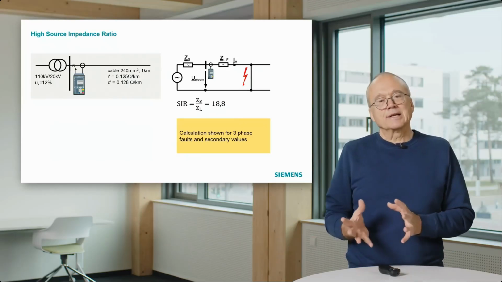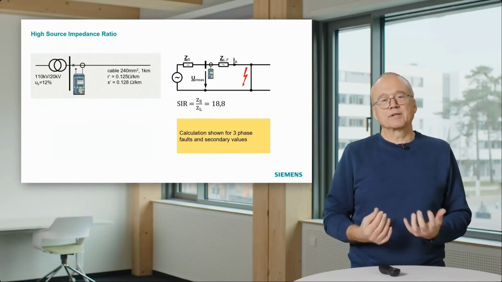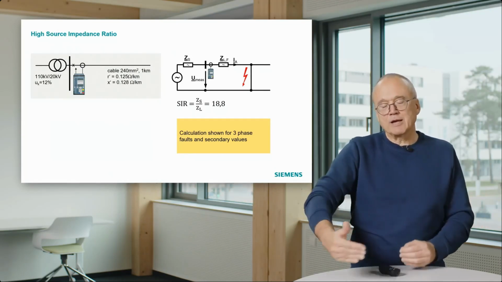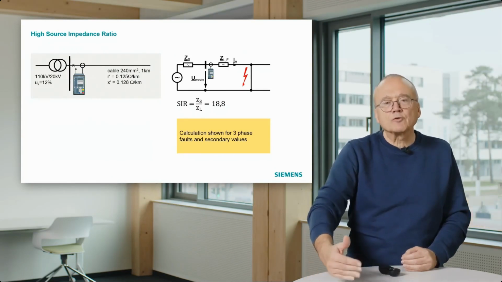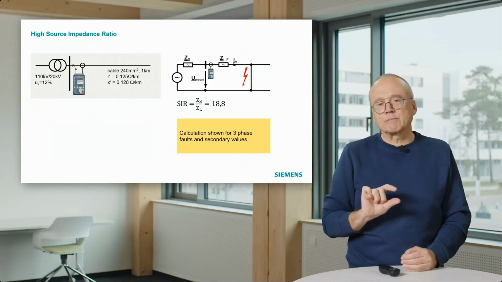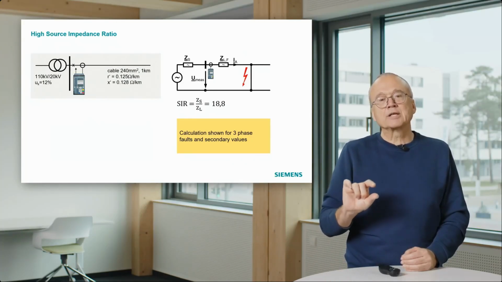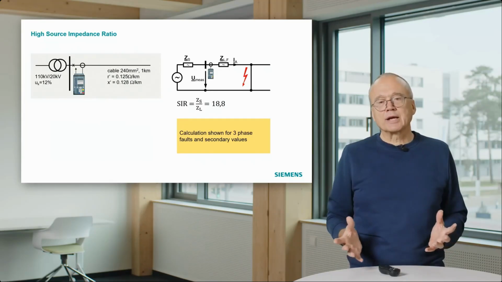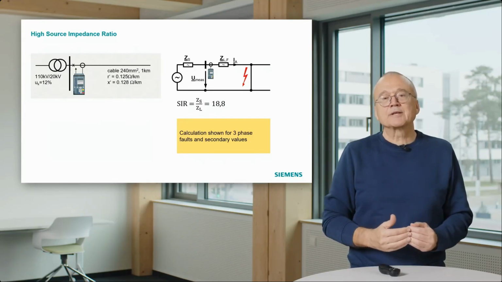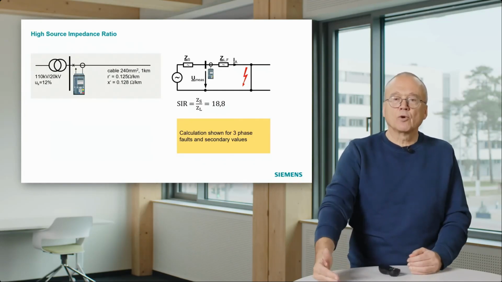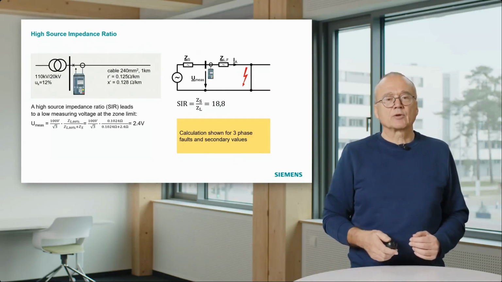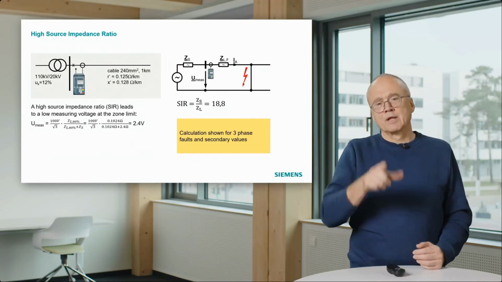So what does a high source impedance ratio mean in this case? The problem here is, if we have a fault at the zone limit where we have to be accurate, where we have to do an accurate measurement, we have a pretty low voltage if the source impedance ratio is high. And we can make a calculation for this case. How big is the voltage if we have a fault at the zone limit at 80%? This calculation is shown here.